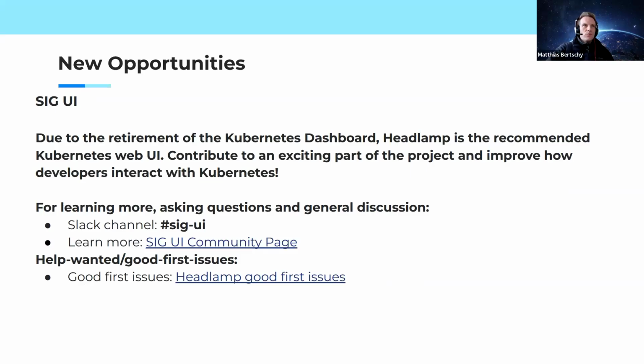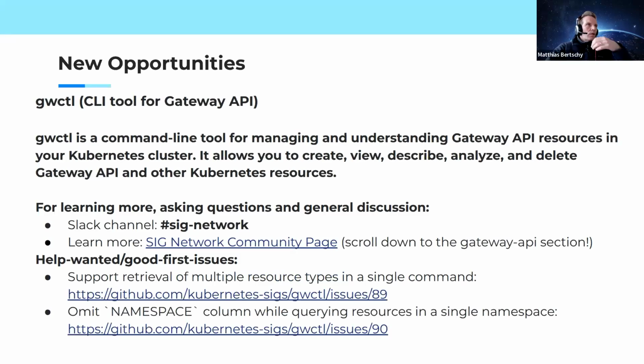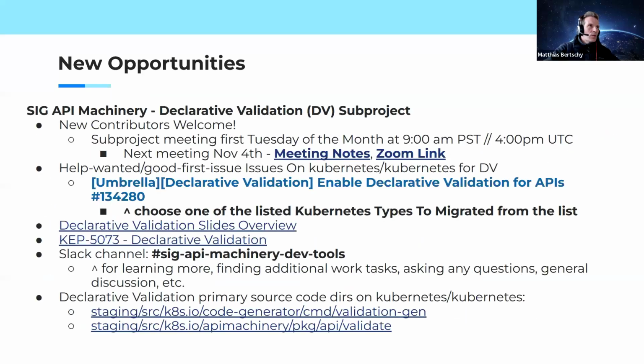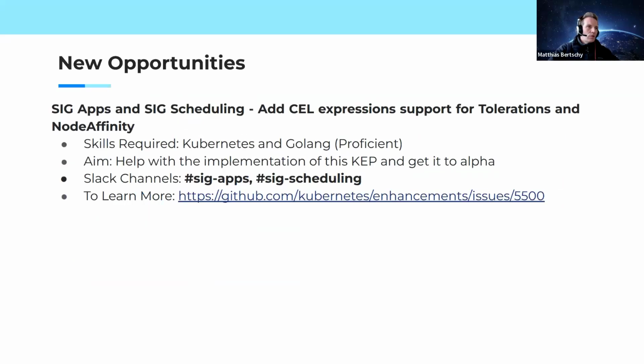So Headlamp, I don't know if some of you already use Headlamp. It's very cool. Many other CNCF projects have plugins for Headlamp. So very cool. You could help them. Gateway API. Oh yes. So they list some good first issues here. Very interesting. SIG API Machinery. Okay, very cool. This one, it's also new. Yes, very cool. So please check those.